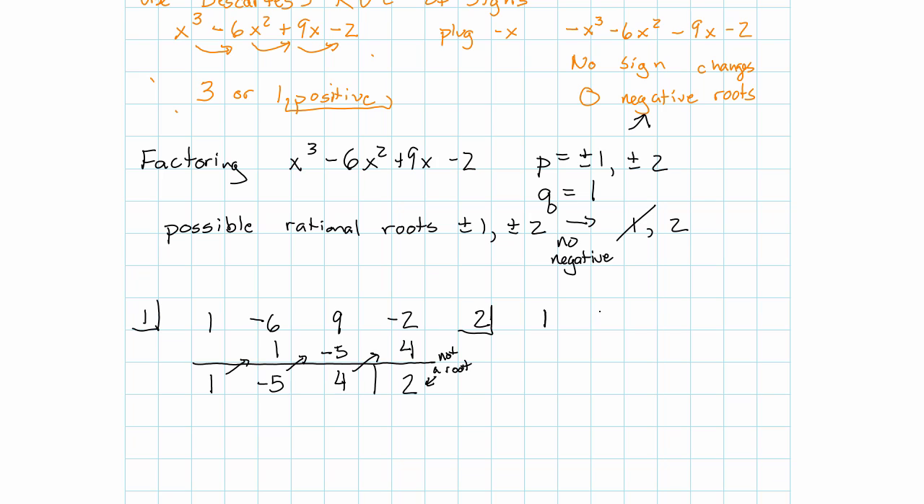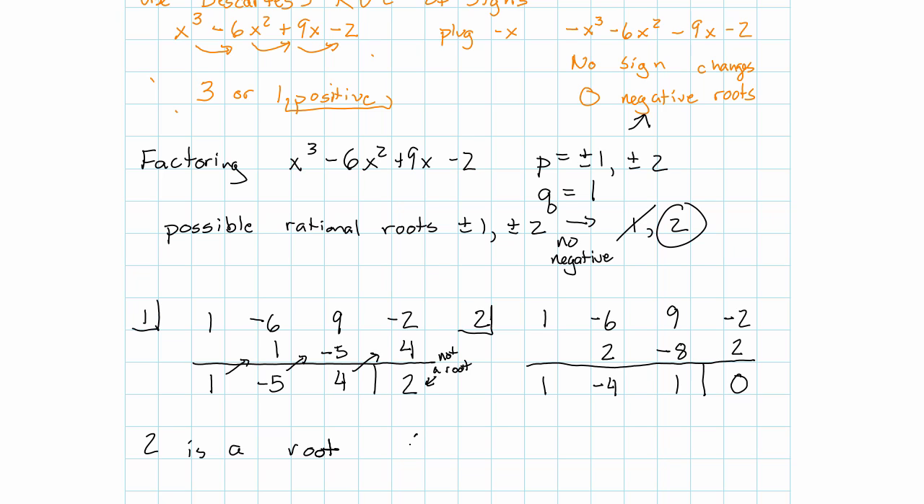Our coefficients again are 1, negative 6, 9, and negative 2. Drop down the 1. Times 2 is 2, plus negative 6 is negative 4. Times 2 is negative 8, plus 9 is positive 1. Times 2 is positive 2, minus 2 is 0. Okay. 2 is a root. We got factors x minus 2 times x squared minus 4x plus 1.